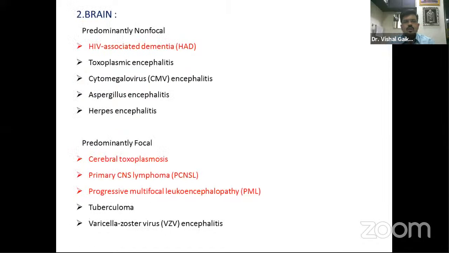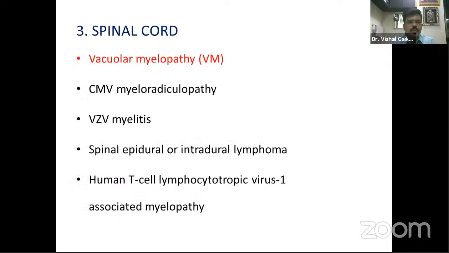In the brain, there are non-focal and focal CNS disorders. In non-focal CNS disorders, HIV-associated dementia is the AIDS-defining illness. Other than that, Toxoplasma encephalitis, CMV encephalitis, Aspergillus, and herpes can also cause encephalitis. In focal, cerebral toxoplasmosis is the most common mass lesion in the CNS in AIDS patients. Other than that, PCNSL, that is primary CNS lymphoma, and progressive multifocal leukoencephalopathy. Also, tuberculoma and VZV encephalitis could be focal affections of the brain.